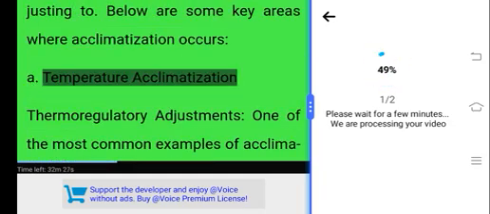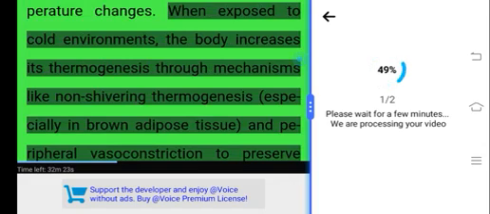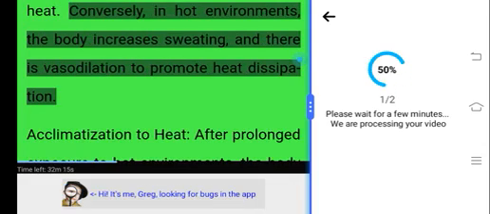A. Temperature acclimatization. Thermoregulatory adjustments. One of the most common examples of acclimatization is the body's response to temperature changes. When exposed to cold environments, the body increases its thermogenesis through mechanisms like non-shivering thermogenesis, especially in brown adipose tissue, and peripheral vasoconstriction to preserve heat. Conversely, in hot environments, the body increases sweating, and there is vasodilation to promote heat dissipation.